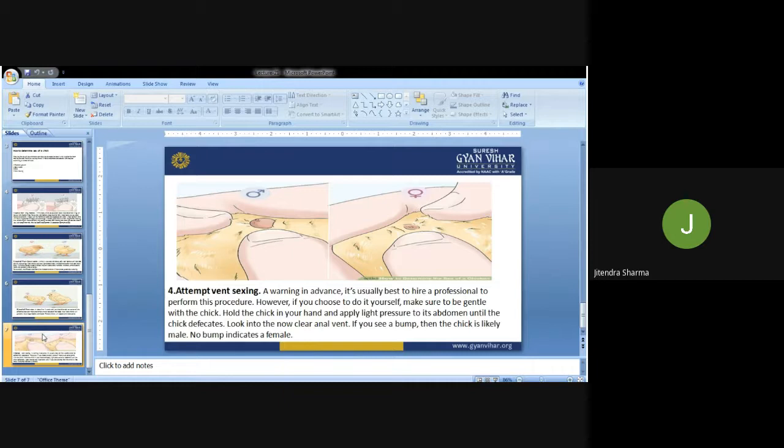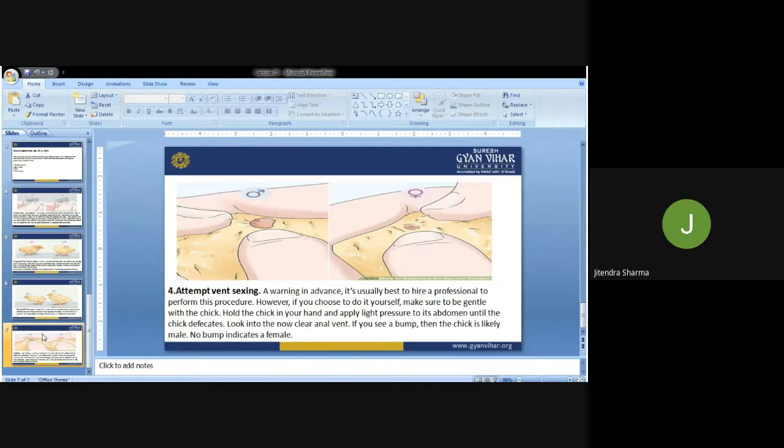So hold the chick in your hand gently and apply light pressure on the abdomen until the chick defecates, then look at the anal vent clearly. If you see a bump over there, it means the chick is male, and if there is no bump, then you can easily understand that this chick is female. This is the 100% scientifically proven criterion. If you see a bump with your naked eye, then the chick belongs to the male.